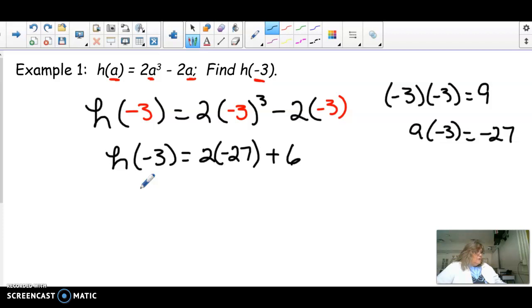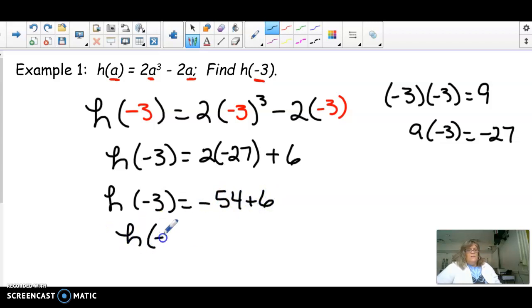Once you get to that point, you're going to have h of negative 3 is equal to 2 times a negative 27. Well, 2 times a negative 27 is going to be a negative 54 plus 6. So h of negative 3 is equal to a negative 54 and a positive 6, which is going to give you a negative 48. Remember, you have to subtract. If we write this, this is written in function notation here.